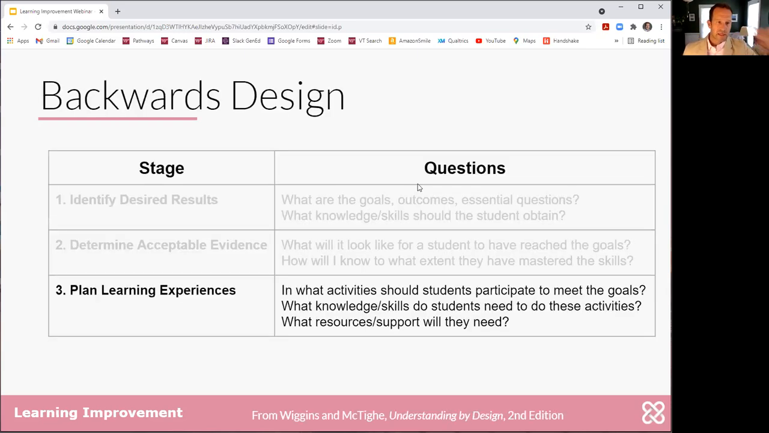We've got some evidence. Stage 3, what are some learning experiences? So take a look at that syllabus. What activities are the students participating in? How are they learning this stuff? Just by what you see on the syllabus, what do you see that students are doing to learn this stuff?